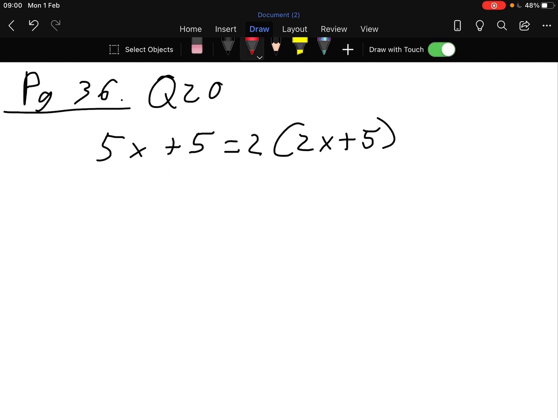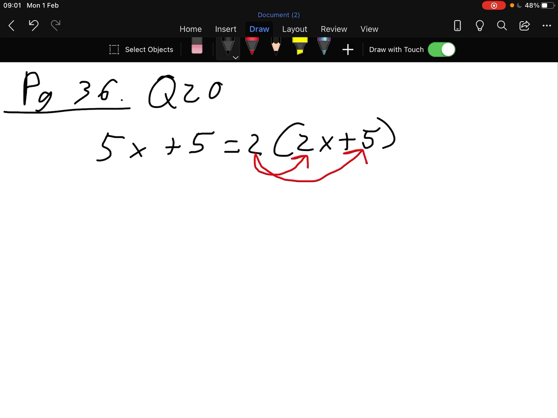So how do we do it? The number outside the bracket has to be multiplied by everything inside the bracket. To prevent mistakes, draw your arrows. So 2 has to multiply into 2x, and 2 has to go into 5. That will get rid of the bracket and give us new numbers. So what is that going to be?